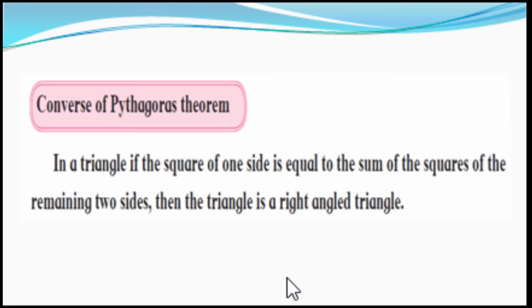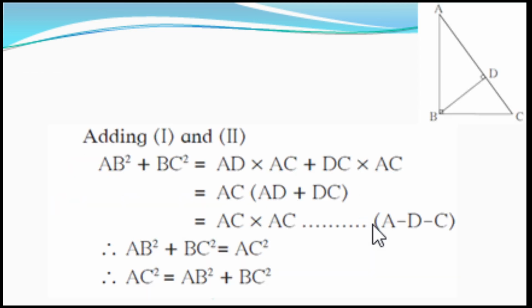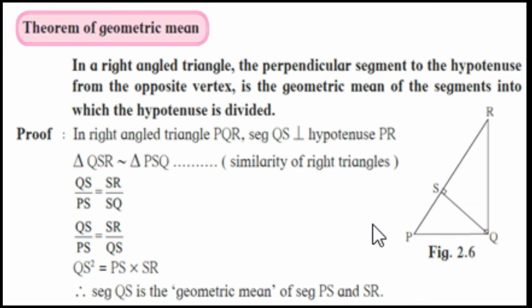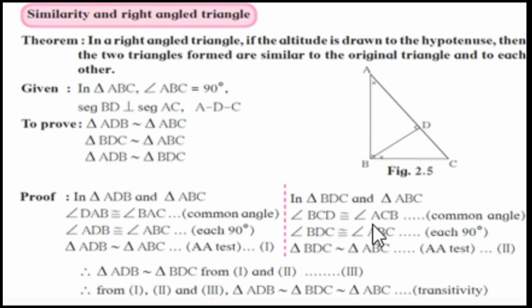So what is the converse of the Pythagoras theorem? In a triangle, if the square of one side is equal to the sum of the squares of the remaining two sides, then the triangle is a right angle triangle. Got it? So this is the first half of practice set 2.1. The second half will be available soon.